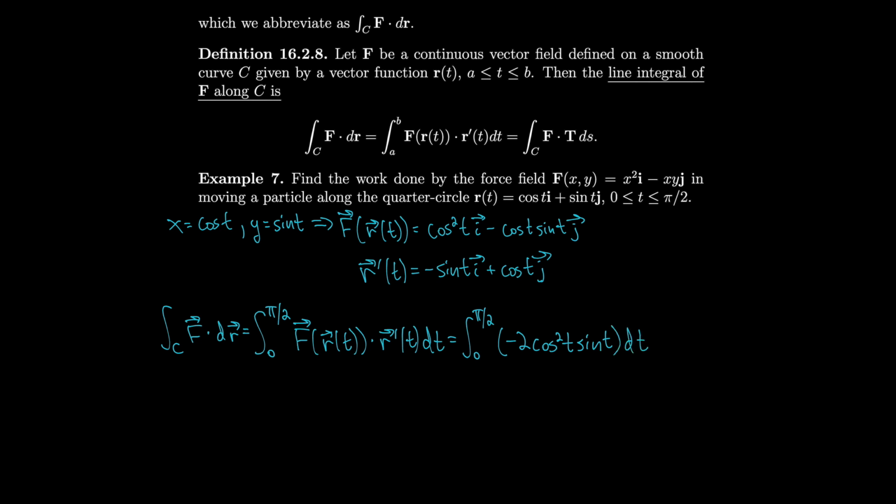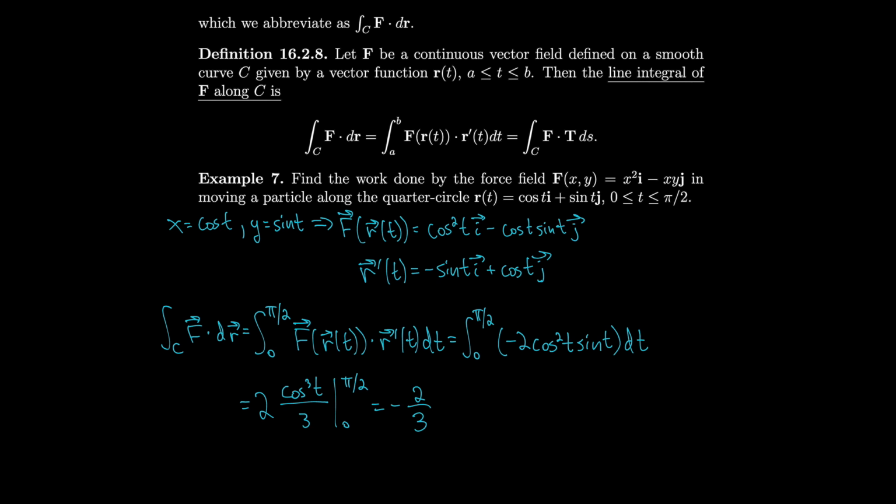So that's minus 2 cosine squared sine. So we take our antiderivative, which is convenient with the nice little substitution because we have sine right next to cosine squared, and we'll end up with minus 2 times cosine cubed over 3 from 0 to pi over 2, which is negative 2/3.